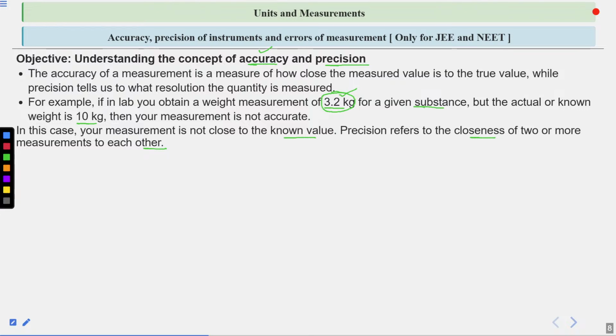Whereas if we talk about precision, precision means it gives the closeness of two or more measurements, or we can say the repeatability of the measurement. So this is the main difference between accuracy and precision. This is clear? Sriram, Gaurangi.